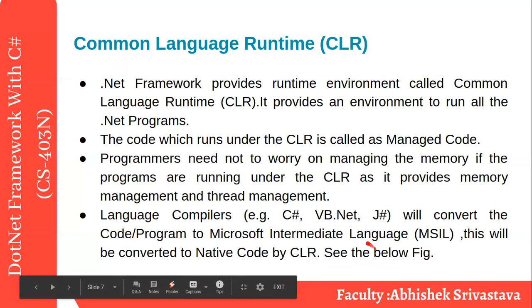So what happened? There are two compilers in the Microsoft framework. One is the native compiler, which is used individually for C Sharp, Visual Basic .NET, F Sharp, like that.